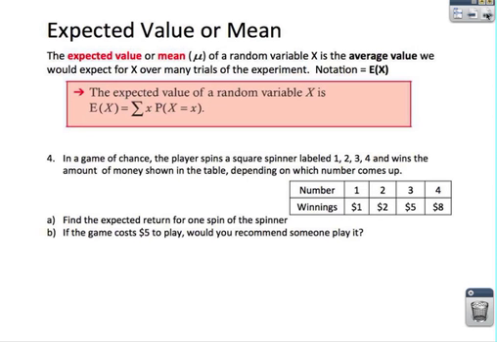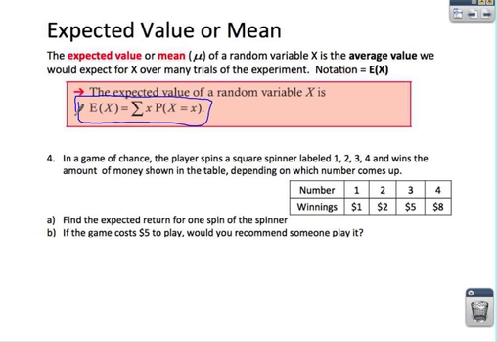Simply, it's the summation of each outcome multiplied by its probability, as can be seen in the formula in the orange box. Again, summation of each outcome multiplied by its probability. Once you have the information arranged in a table, it's very easy to calculate.